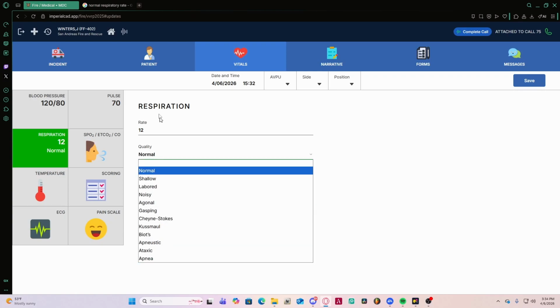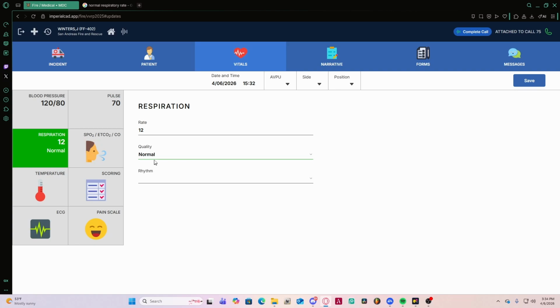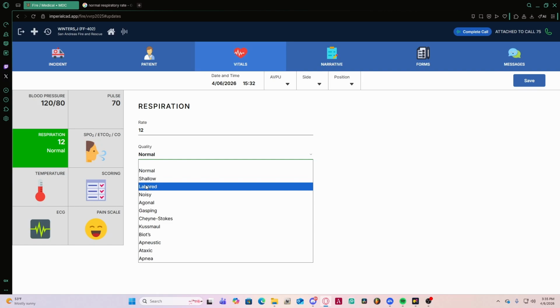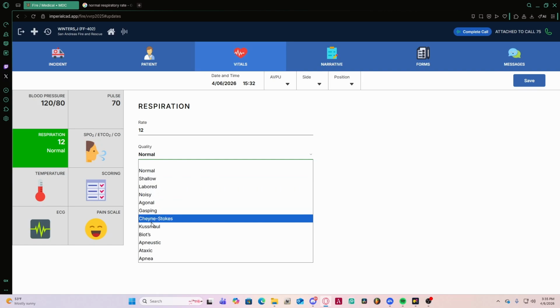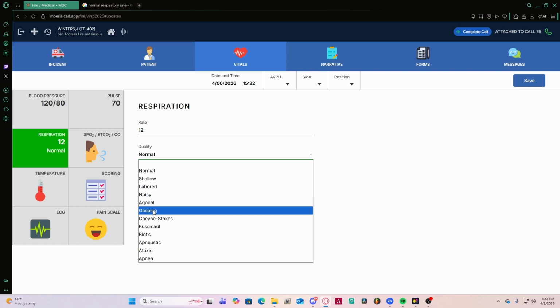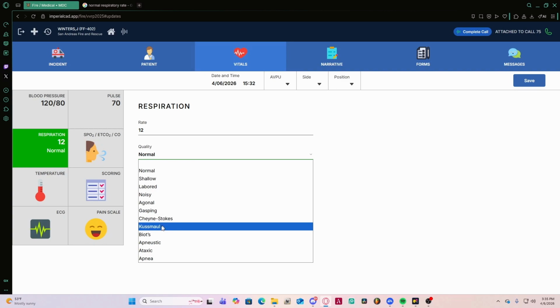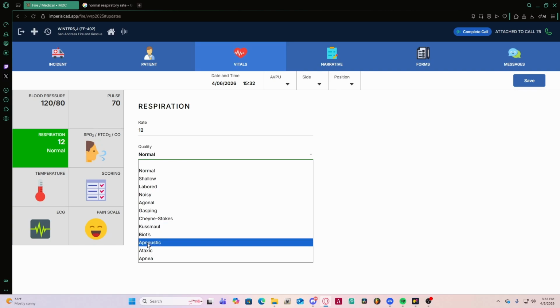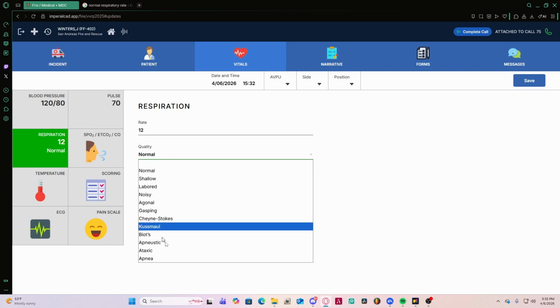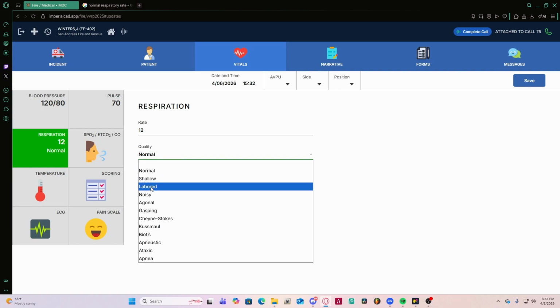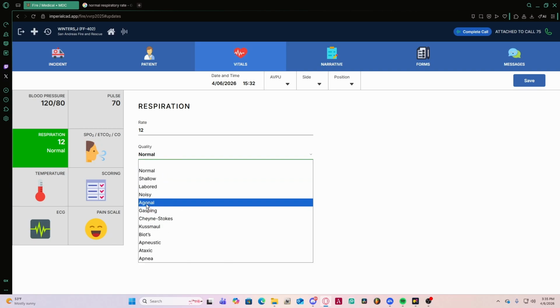Quality. I like that it actually asks you the quality of it. Normal, it could be shallow, so are they barely breathing? Or labored. Wheezing. Agonal is wild. Gasping. I can't even remember what Cheyne-Stokes or Kussmaul look like. I know the words. But it's a fairly extensive list in here. Most of the time it's just going to be normal, shallow, or labored.